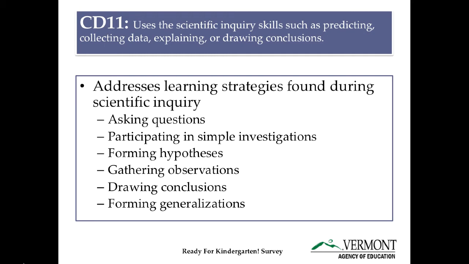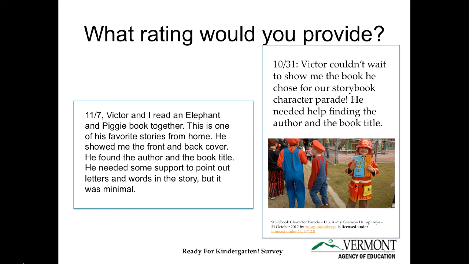Here's a chance for you to practice. What rating would you provide? Examine these pieces of documentation and answer the following questions. Question 1. Which cognitive development item do you think can be measured for this child? Question 2. Using the rubric for ratings, what level would you rate this child at? Pause the video here to review the data. Begin the video when you are ready to hear the answer.